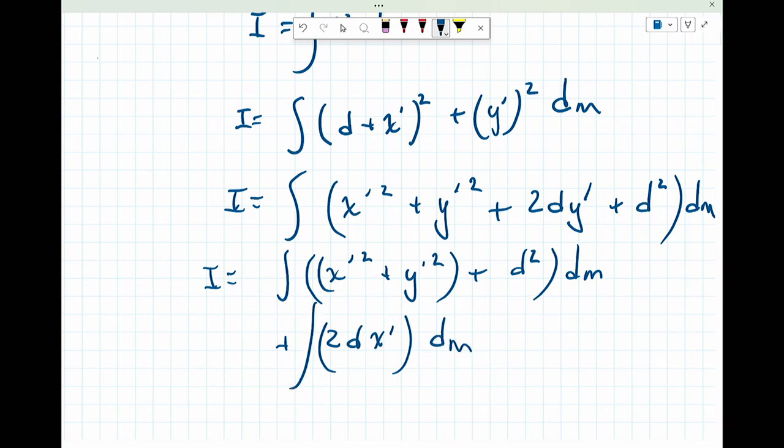So all I've done is separate out the integral, and in the process I've taken this term out here, which is 2d x prime. That's x prime.